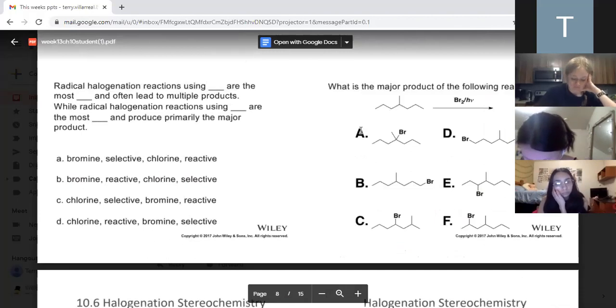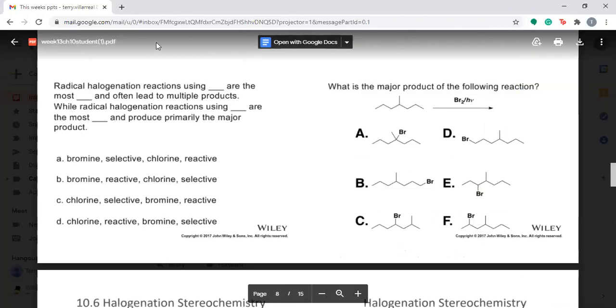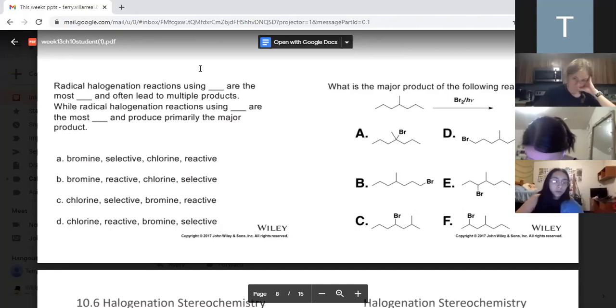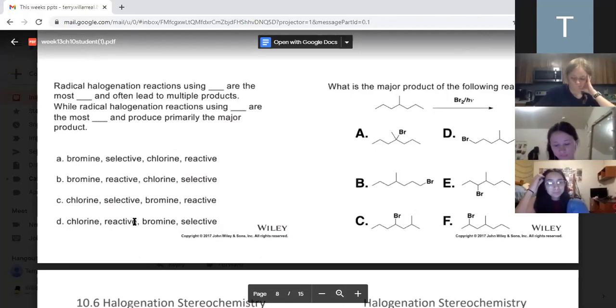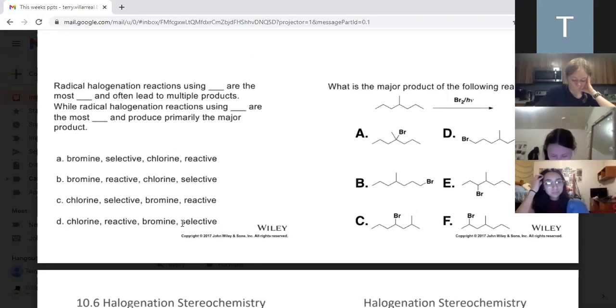So radical halogenation reactions using blank are the most reactive and often lead to multiple products, while radical halogenation reactions using blank are the most blank and produce primarily the major product. So which of these is the correct letters? D. D as in dog. Yes. Radical halogenation using chlorine are the most reactive and often lead to multiple products, correct? While radical halogenation reactions using bromine are the most selective and produce primarily the major product.